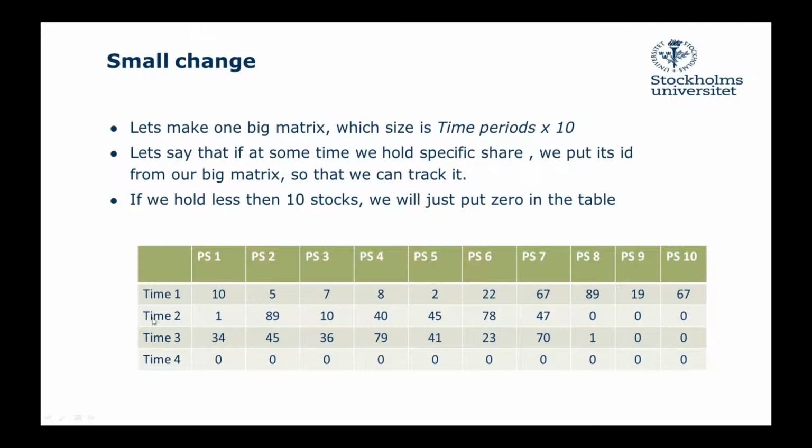Then, for example, let's say time period 2. We are holding only 7 assets, 7 stocks, and this one is equal to 0, so we know that there is nothing in here. And the same in time 4, we do not hold any stock at all. This is just a very small change which I made to make the code simpler and more representative. It would also be nice for you to see how to work with different matrices and how you can make cross references.